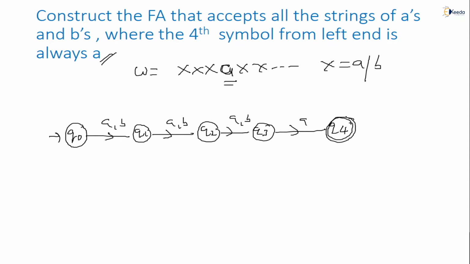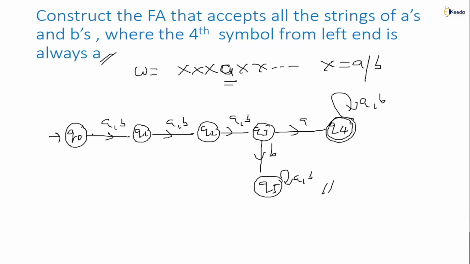What about the fifth symbol? The fifth symbol could be any number of A's and B's here. Are you getting my point? Q0, Q1, Q2, Q3, Q4. And for the fourth symbol, if B comes, that must be rejected for any number of A's and B's. Yes, this is the simple FA for this.